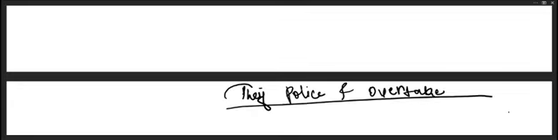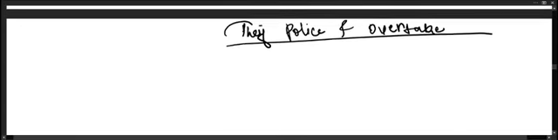So we have completed the questions based on ratio. Now we will move towards our new topic, that is thief, police and overtake.